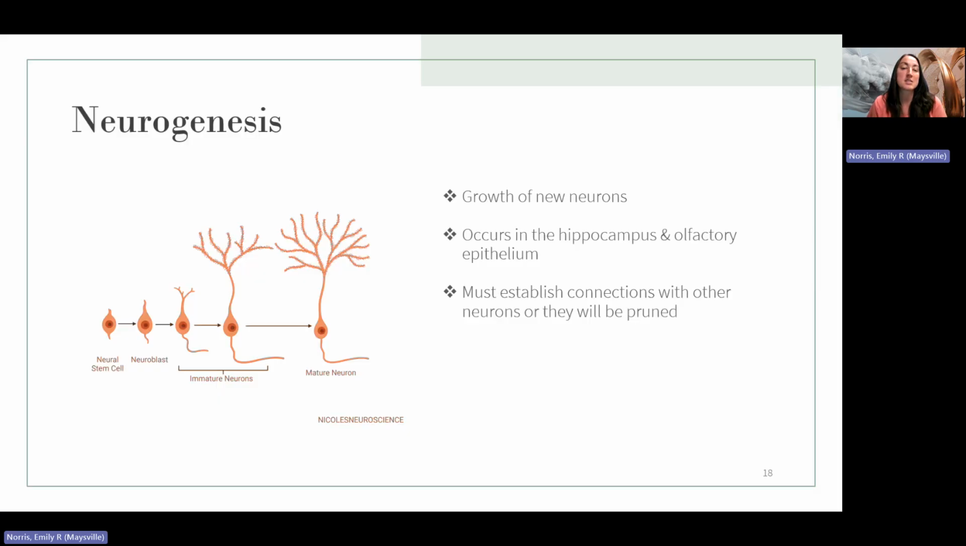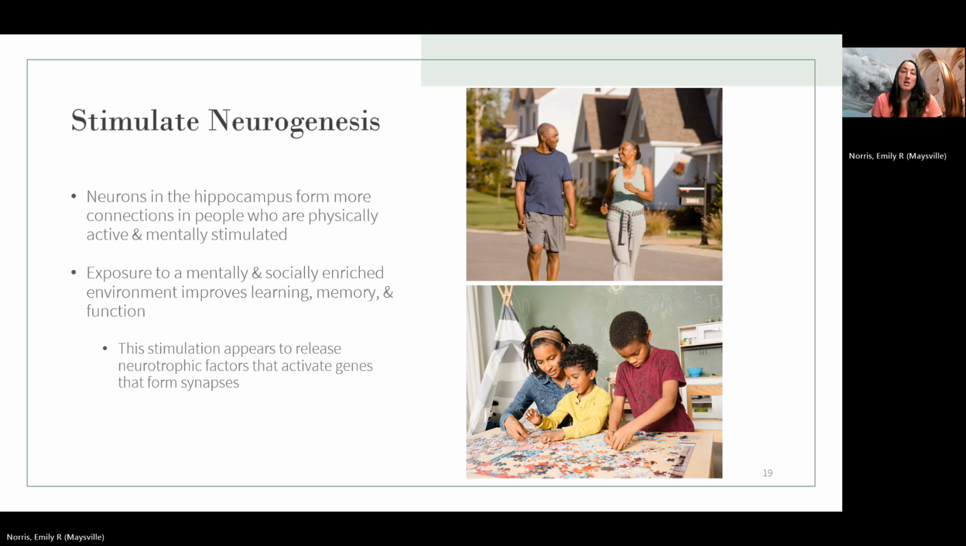With neurogenesis, this is growth of new neurons. It occurs in the hippocampus and olfactory epithelium. But the neurons must establish a connection with other neurons, or they will be pruned and eventually die. So some of the things that stimulate neurogenesis, that stimulate that healing and that recovery.